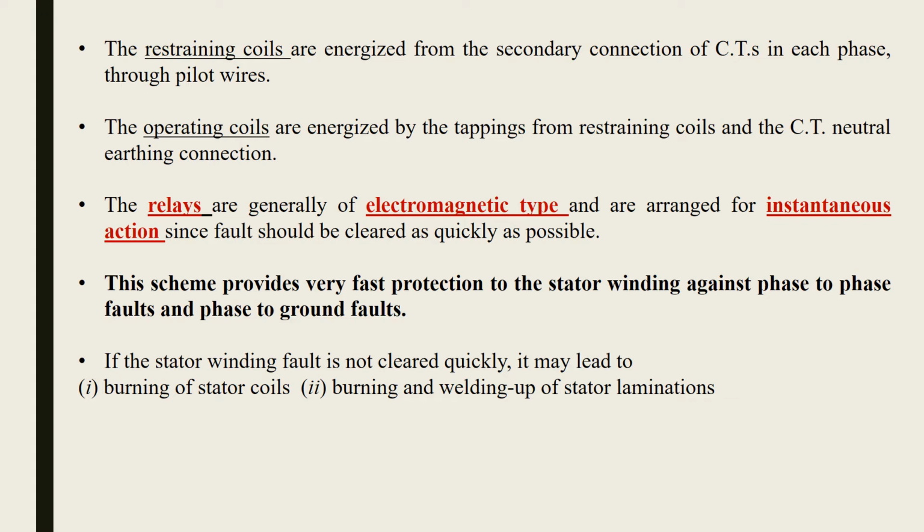The relay used here is of electromagnetic type, plus it has a feature of instantaneous action, meaning as soon as the fault occurs they get operated. There is no delay in the operation. This particular scheme, the biased protection scheme, is applied for protection of the stator winding against phase-to-phase and phase-to-ground faults. If by chance this stator winding fault is not cleared, it may lead to stator coil burning, and this burning may build up to insulation failure also.